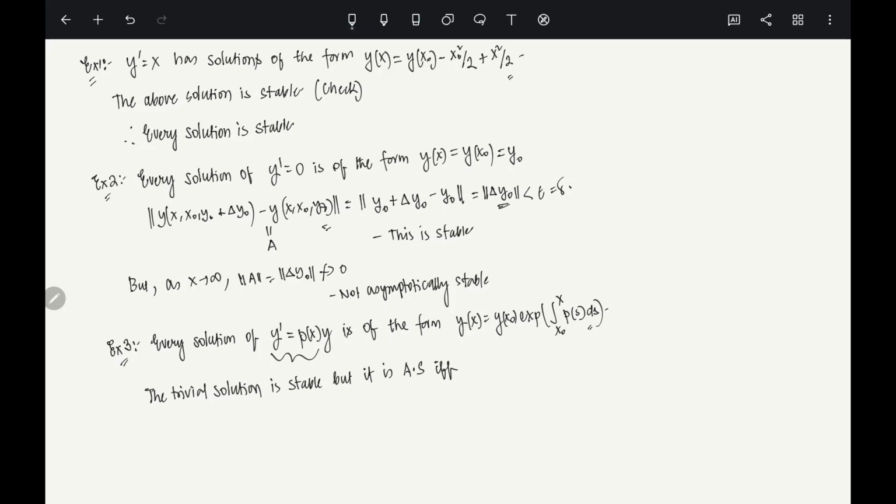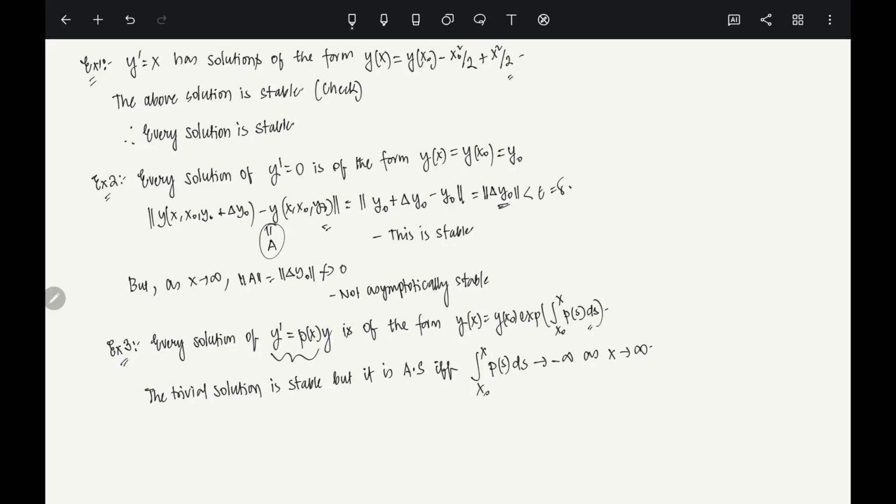So basically what we want is this: it is asymptotically stable if and only if the integral from x naught to x of p of s ds goes to minus infinity as x goes to infinity. I hope this is clear. If the inside part of the exponential goes to minus infinity, the exponential of that thing goes to 0, right? So basically then the difference goes to 0. This is what we want. It has to go to 0 as x tends to infinity.